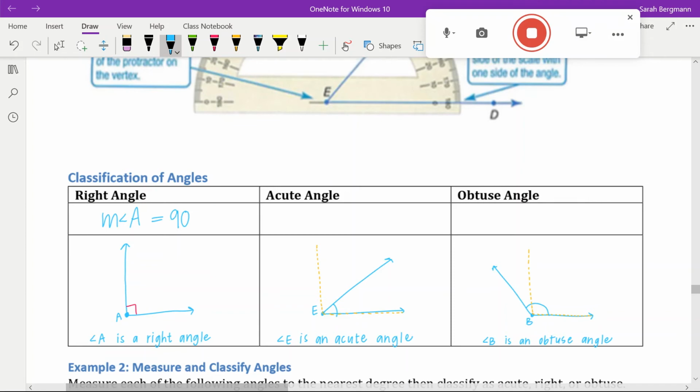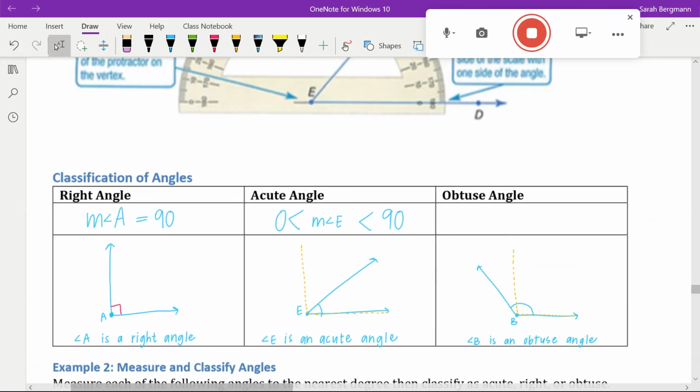You don't have to put the degree symbol when you're writing the angle measure like this. An acute angle is less than 90 degrees. However, it has to be greater than 0 degrees. So the measure of angle E, shown here, has to be greater than 0, but less than 90.